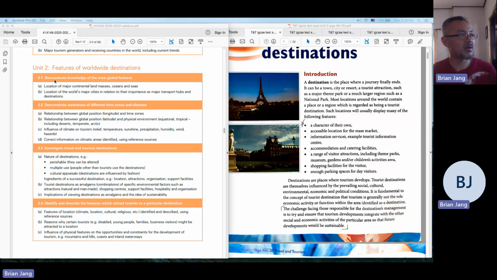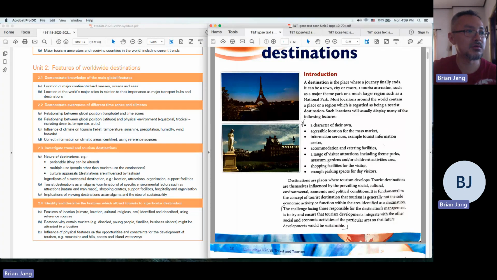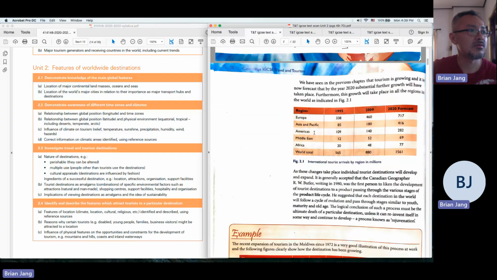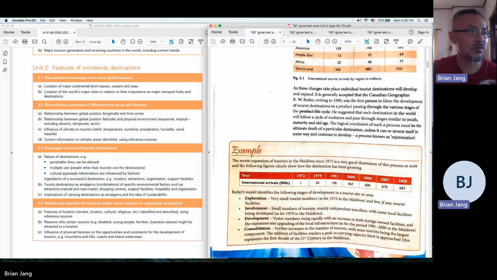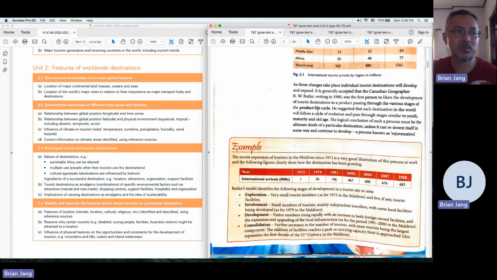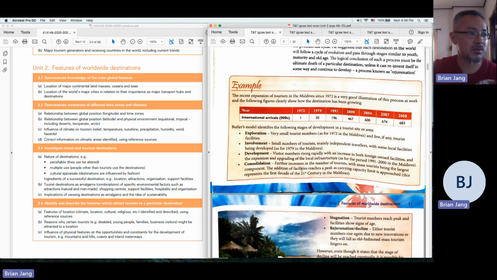So even before I start with 2.1, if you go to page 50, there is one thing that the syllabus doesn't cover, which I think might be important for you to know at least. It's called the product life cycle. This might be familiar as a business term. Anytime businesses talk about the life of a product, this is the cycle they put it in. They have about 6 or 7 stages.